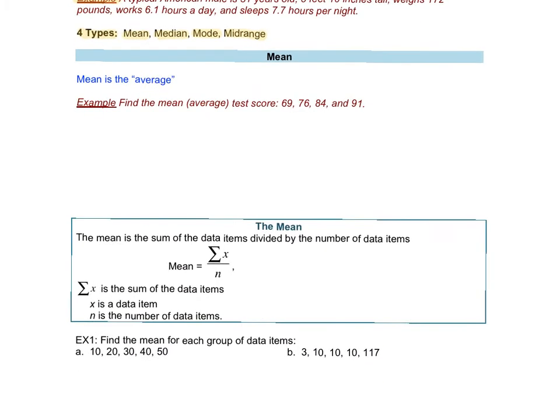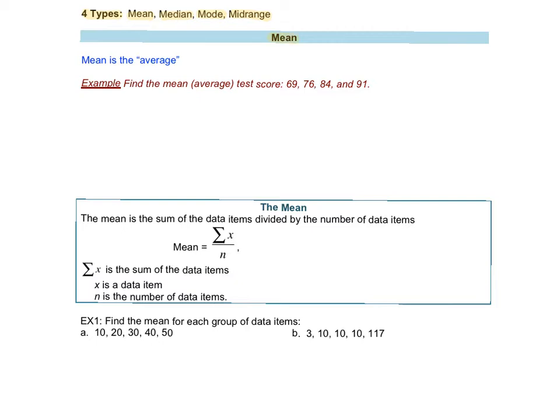Let's look at the first one, the mean. And this is what you know in mathematics as the average. So when you wanted to find the mean or the average test score on the scores below, just remember what we do when we find average. What we do is we add up all the items. So we're going to add up these 4 test scores, and then we divide by how many we have.